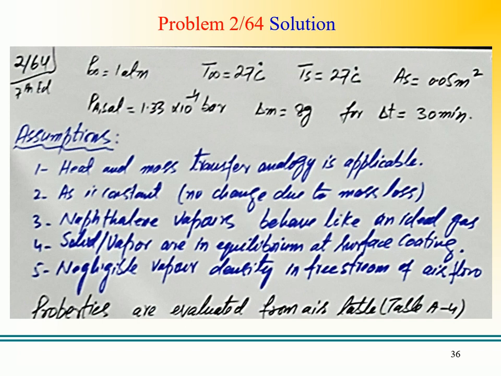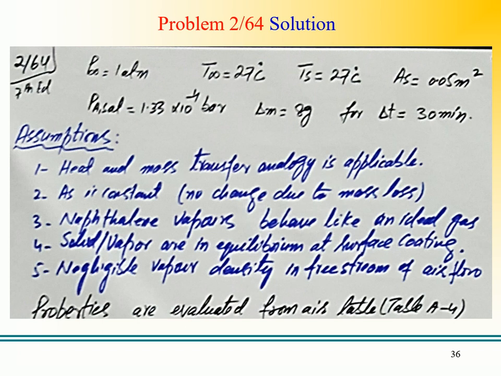AS is constant, with no change due to the mass loss. Naphthalene means surface area. Naphthalene vapors behave like an ideal gas. We also assume the solid and vapor are in equilibrium at the surface coating, with an equal rate of conversion, solid to vapor and vapor to solid. It is a saturated state. Variable density in the free stream of air flow is negligible.